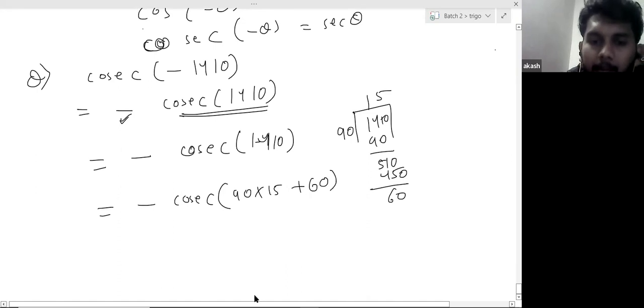This is clear? All right. So minus, n is odd. So in odd, cosec becomes sec. So this is sec 60.